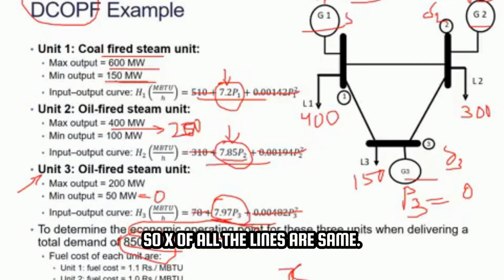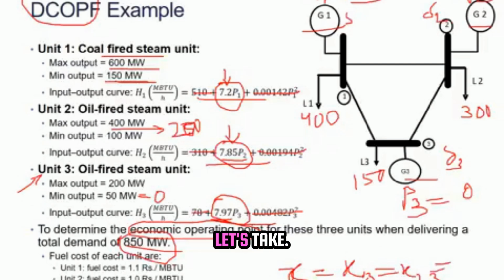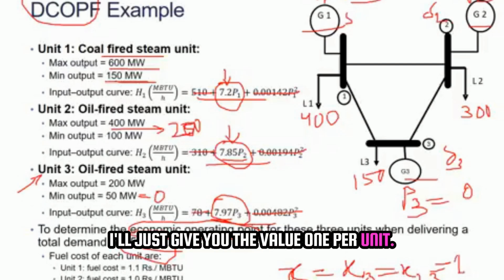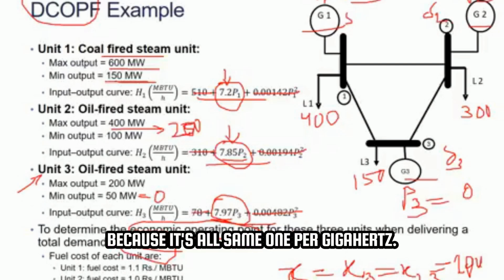So X of all the lines are same. X12 is equal to X13 is equal to X23. All are same. Let's take 1 per unit. Any value you can take because it's all same.